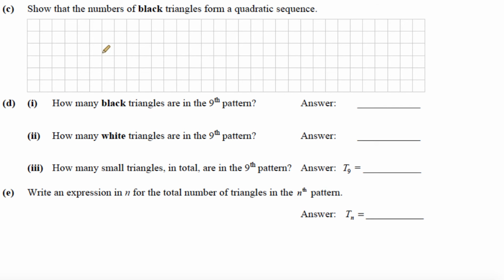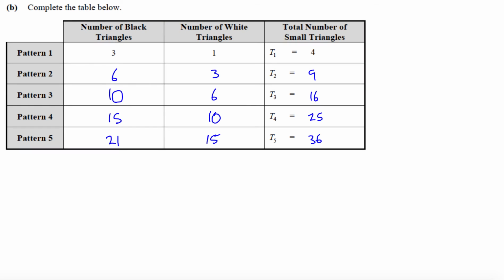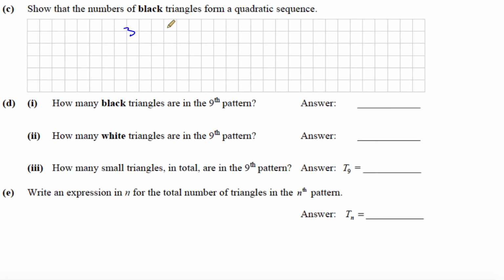Part C says show that the number of black triangles form a quadratic sequence. So let's write our black triangle sequence out. The black was 3, 6, 10, 15, 21. Now if you have a quadratic sequence, it means the second difference is constant. So we're going to show that that's the case.